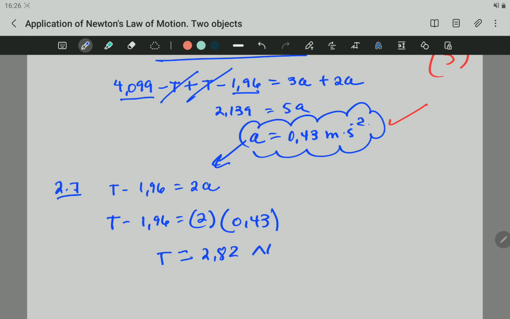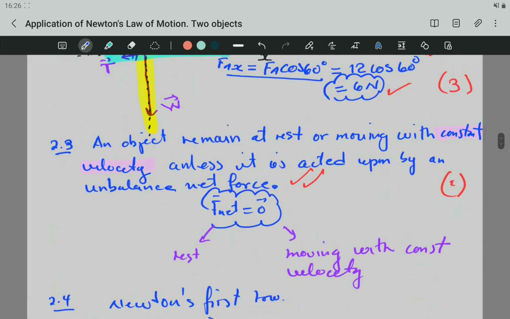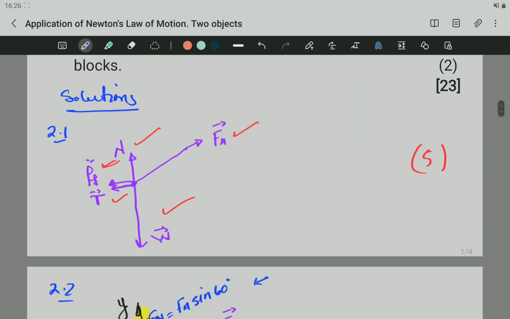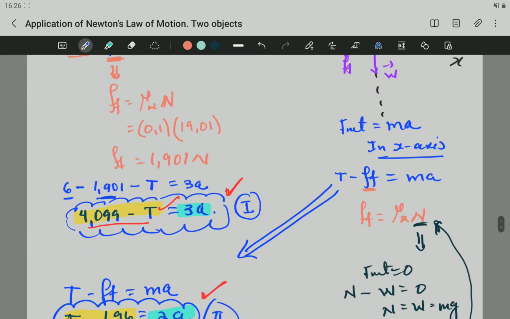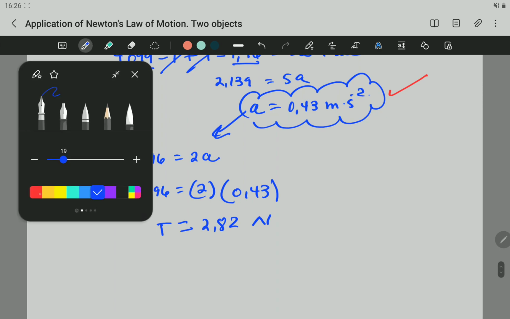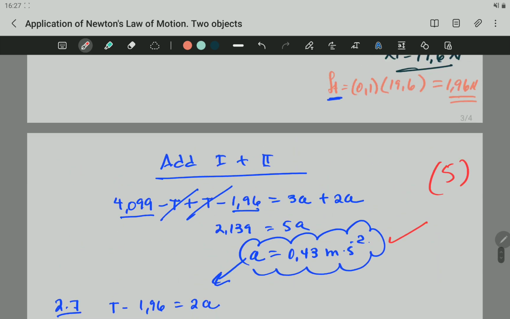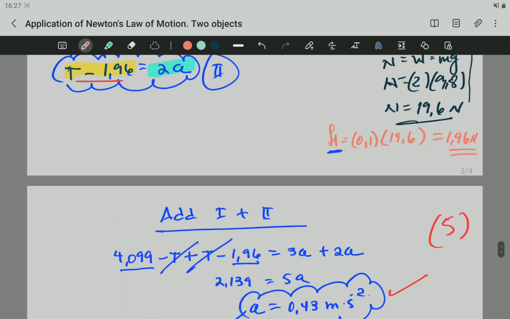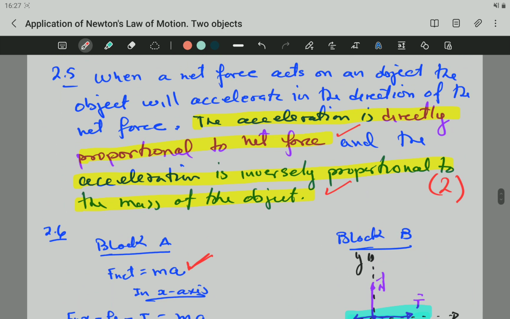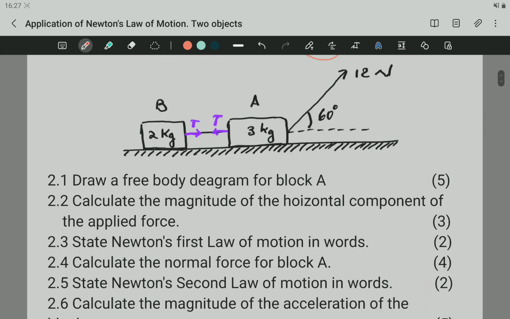Alright, and this is all for now. The marking for that question is 2 marks, so 1 for the substitution of the A, and 1 for the final answer. That is all for now. This question, if you follow the steps, it doesn't matter what question they will ask you, you will be able to do it.